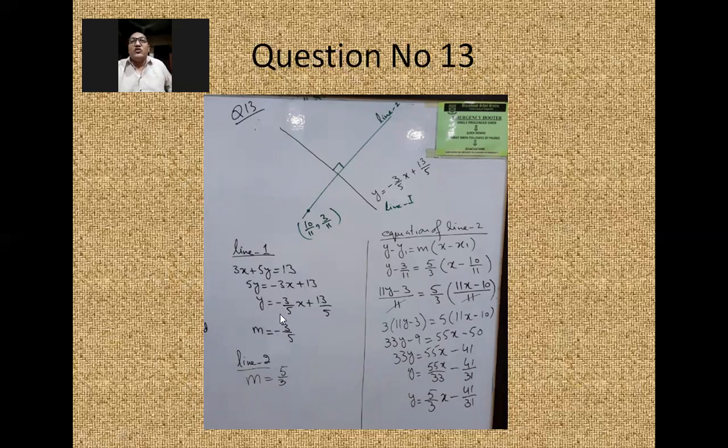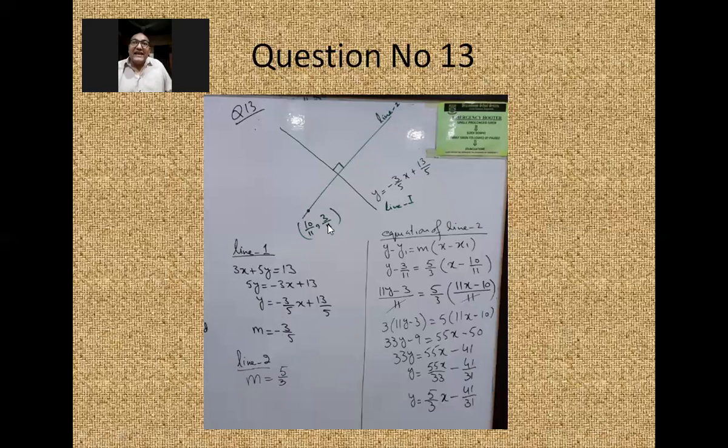So the coefficient of x here is minus 3/5. So the slope of this line number 1 is minus 3/5. Now, line number 2 is perpendicular to this line. So the gradient of line number 2 will be the reciprocal of this, and you change its sign. So the gradient of line number 2, which is perpendicular to line number 1, will be 5/3. Because it was negative, it becomes positive. You change the sign.